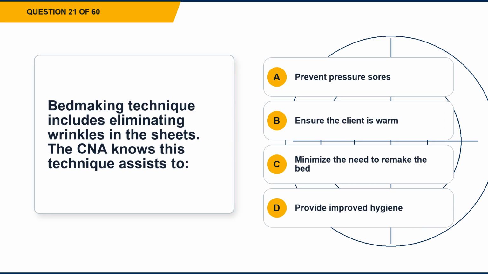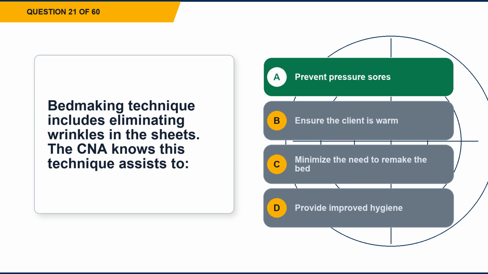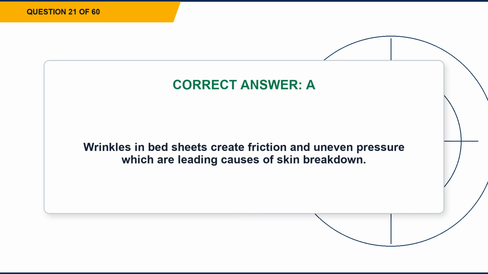Question 21. Bed-making technique includes eliminating wrinkles in the sheets. The CNA knows this technique assists to: Option A, prevent pressure sores. Option B, ensure the client is warm. Option C, minimize the need to remake the bed. Option D, provide improved hygiene. The correct answer is option A, prevent pressure sores. Explanation. Wrinkles in bed sheets create friction and uneven pressure, which are leading causes of skin breakdown.